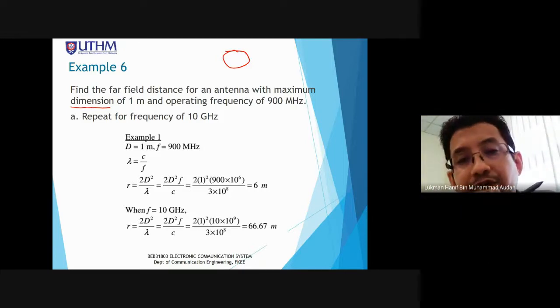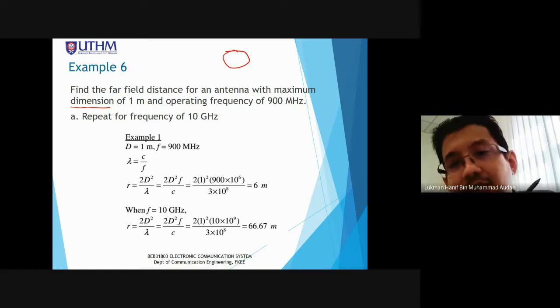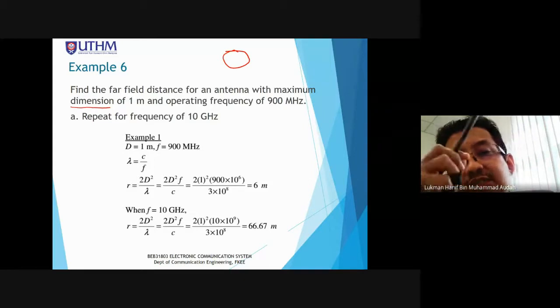Okay, so perlu diingat dalam real world scenario, dalam practical cases, permukaan antena itu tidak semestinya bulat. Okay, tidak semestinya bulat.